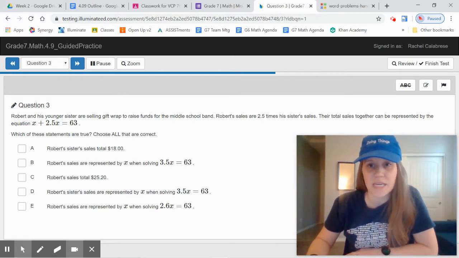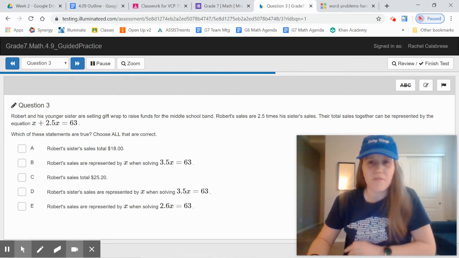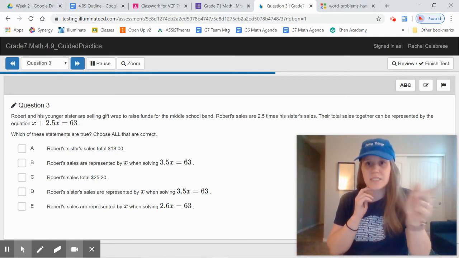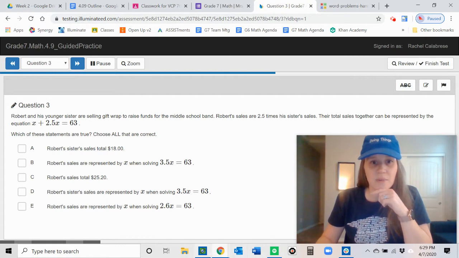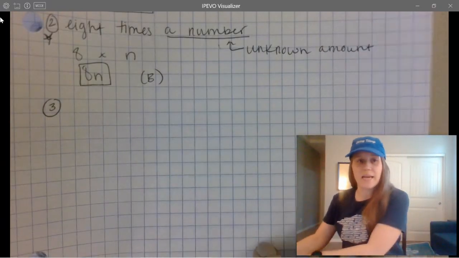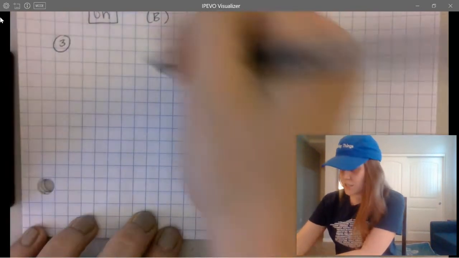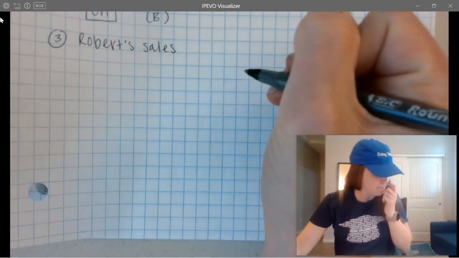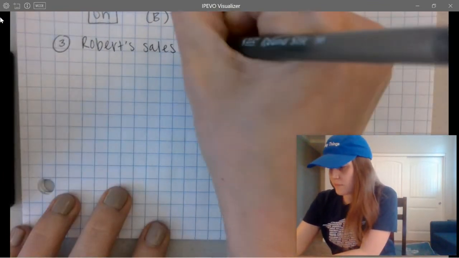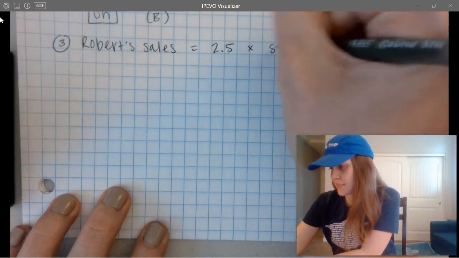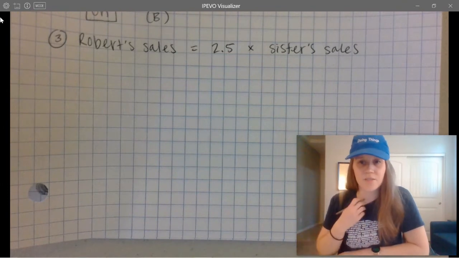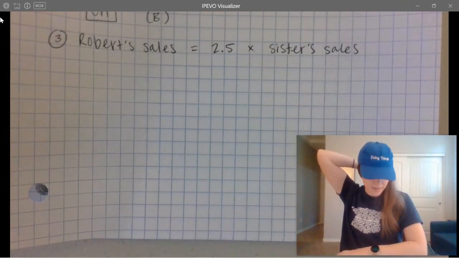Let's go ahead and write down a few key details from the question. Really what I want to focus on when I'm picking what to write is what do the different parts of this story represent? Translating the story into algebra, so into symbols and numbers. Okay, so there are a couple of things that I want to write down. Please make your paper look like mine. For question 3, I want to just remember that Robert's sales equal 2.5 times sister's sales. I used a multiplication sign. You could write the word times, either is okay.